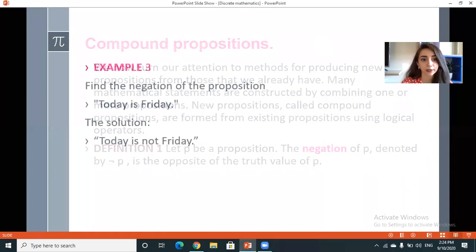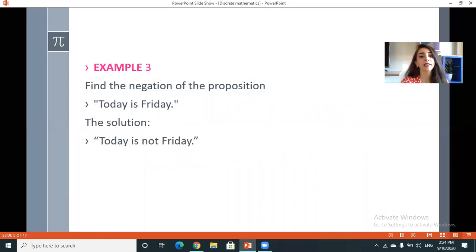Okay, example. Find the negation of the proposition. The example is: today is Friday. Yes, today is Friday. The solution is, if we want to find the negation of this sentence, today is Friday, the negation is: today is not Friday. Okay? Here is the, let me annotate again.